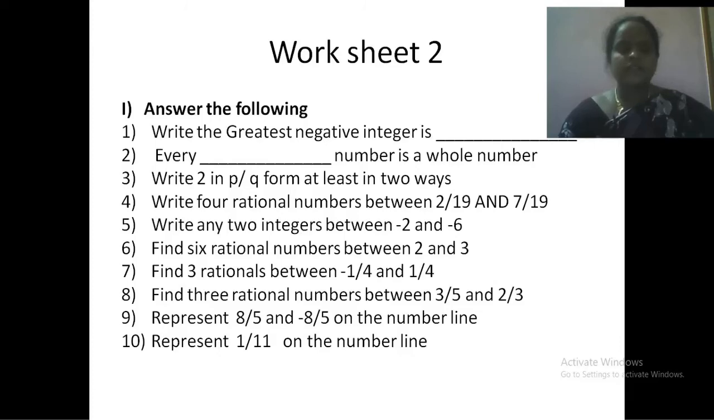Seventh, find 3 rationals between minus 1 by 4 and 1 by 4. Eighth one, find 3 rational numbers between 3 by 5 and 2 by 3. Ninth one, represent 8 by 5 and minus 8 by 5 on the number line. Tenth, represent 1 by 11 on the number line.